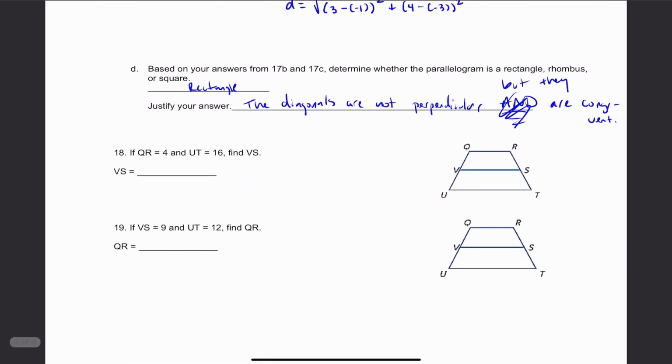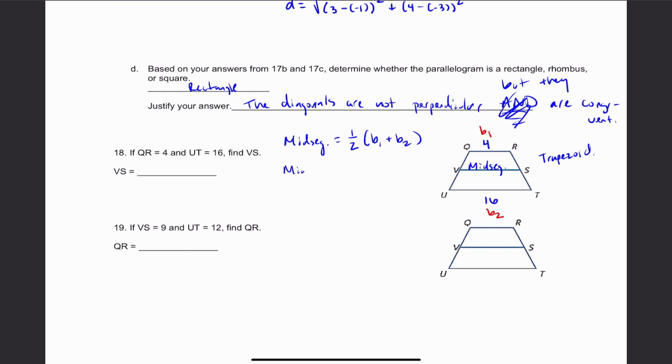If QR is 4 and UT is 16, find the value of VS. And this is a trapezoid. So here's the mid segment. That's the mid segment here. Instead of calling this X, I'm going to call this mid segment. And the mid segment formula of a trapezoid is 1/2 the base 1 plus base 2. So 1/2 of the sum of the two bases. So this is b1 and this is b2.